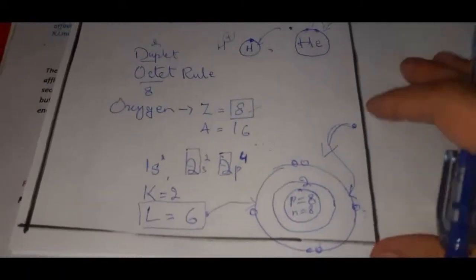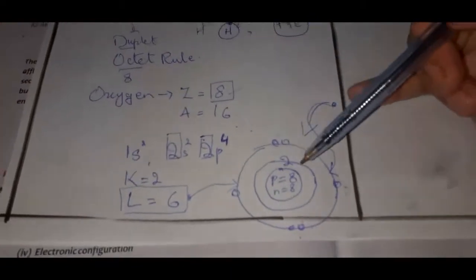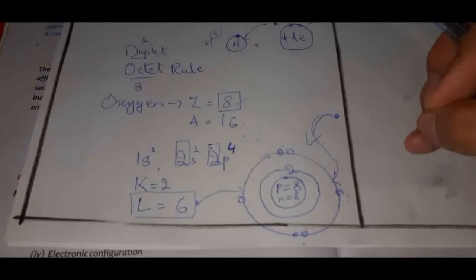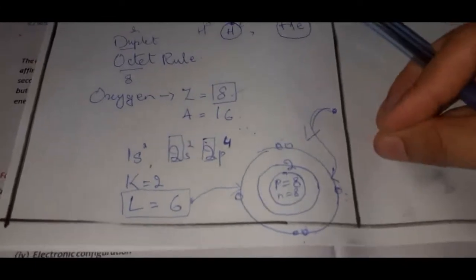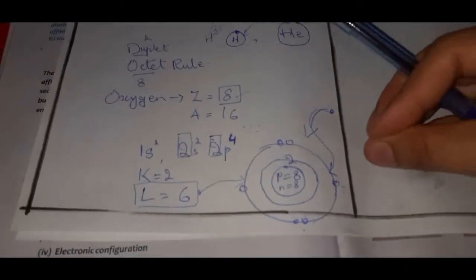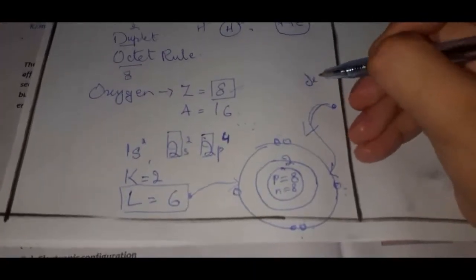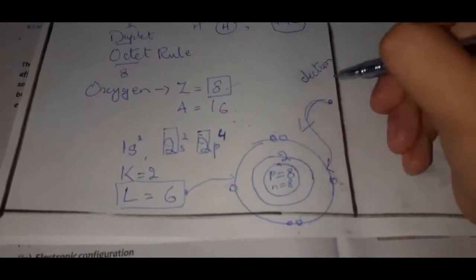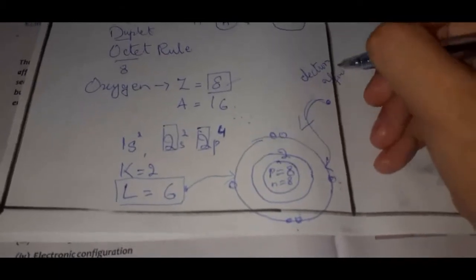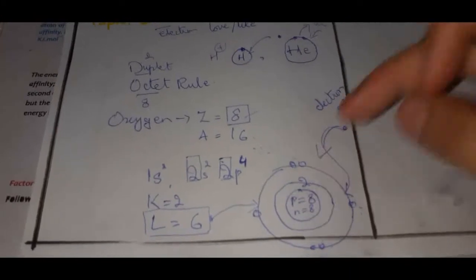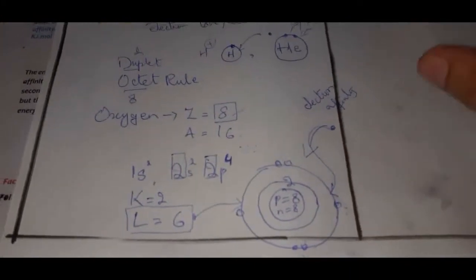Now look here. This tendency to get electrons from the surroundings into their outermost shell is called electron affinity. But that's not the exact definition of electron affinity. It's the likeness for electrons, that they want to complete their octet or duplet rule, right?